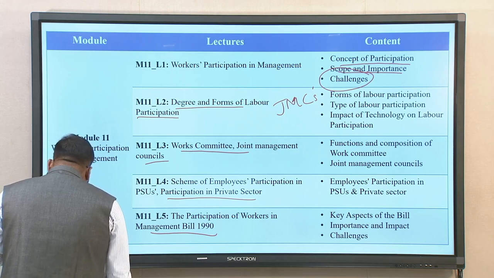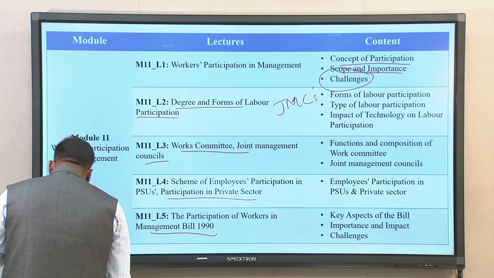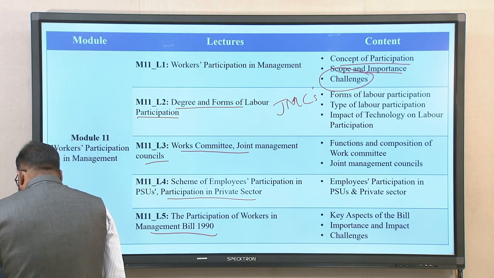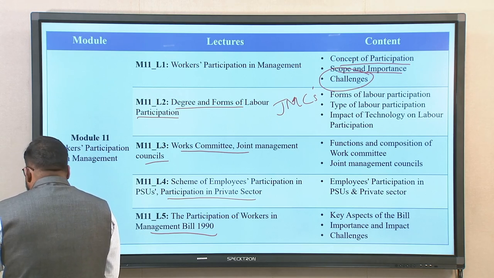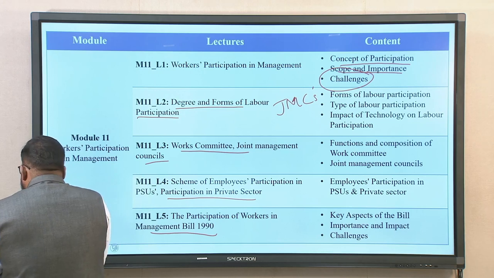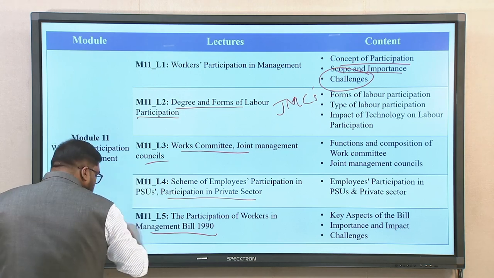It provided for setting up of shop floor and establishment councils, determining the mode of representation of worker representatives. It assigned specific functions. It provided for secret ballot. Empowering the appropriate government was also one of the strict provisions of the bill. Having provisions for punishment was certainly included. So these were some of the typical aspects when we considered module 11.